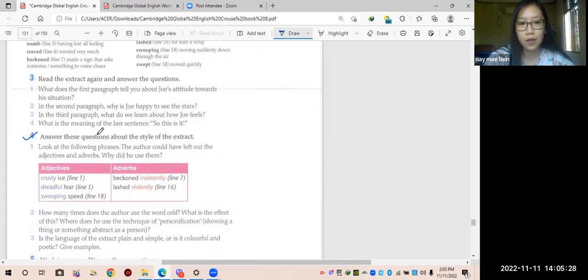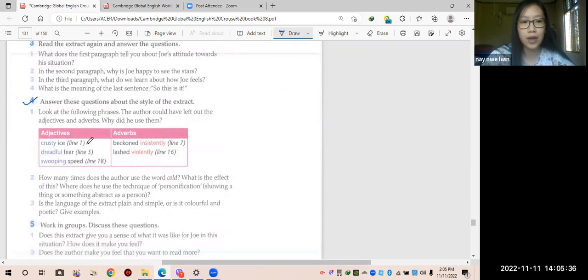Look at the following phrases. The author could have left out the adjective and adverb, so why did he use them? For example, crusty eyes. He can simply write eyes, but he put this adjective. Like dreadful fear, swapping speed, beckon insistently, please violently. Actually he could remove these, right? Without these words, we can also get the full meaning, right? But why did he use them?